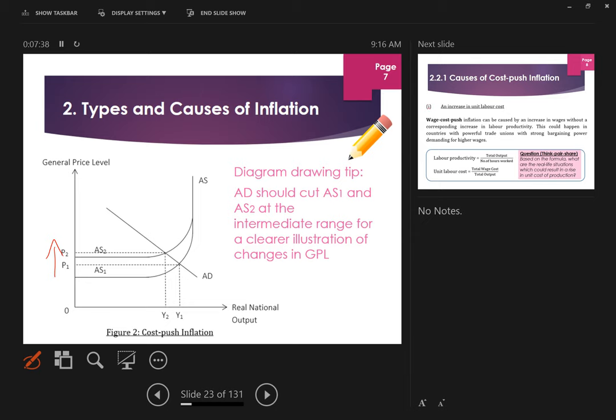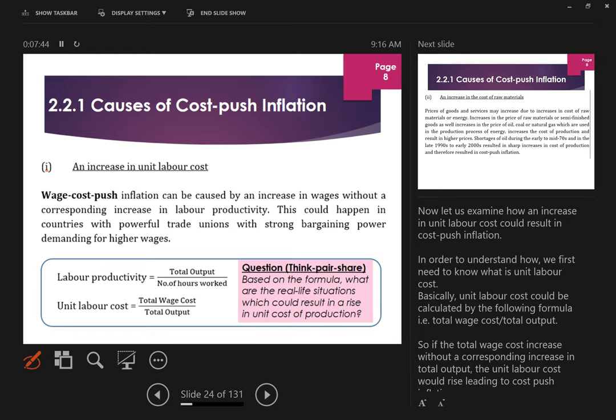Now we will look at causes of cost push inflation. Remember earlier, what could be the causes of cost push inflation? We mentioned labor costs. When we have an increase in wages without a corresponding increase in labor productivity, this would cause what we call wage cost push inflation. This would happen in countries with powerful trade unions with strong bargaining power. Because the idea is that you should be paid based on your productivity. But if your wages increase and you don't see a corresponding increase in labor productivity, then what we see here would be wage cost push inflation.